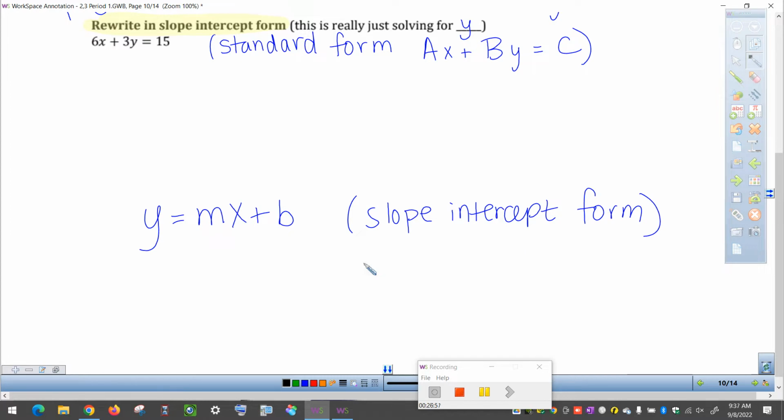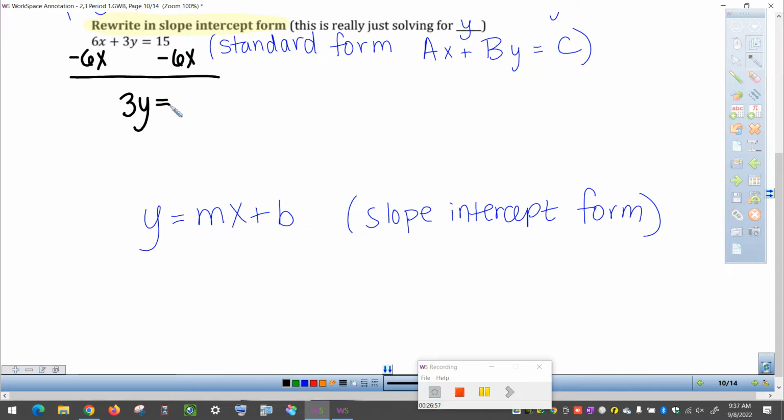We actually did some problems like this back in Chapter 1. Those literal equations, those formula problems where we're just rearranging things to get a letter by itself. Part of why we need to know how to do that is right here. So if we want to get y by itself, we could start by subtracting the 6x from both sides.